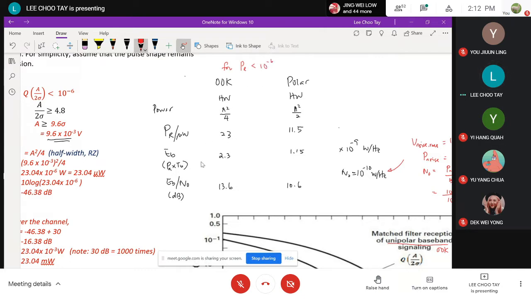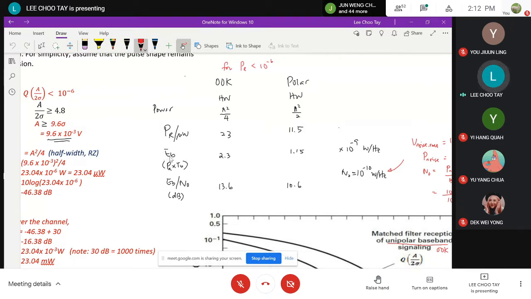Okay, so the next thing I want to do today is to relate the power to energy per bit, which is Eb, right? Because in your practical later on, you're going to see Eb over N0. So what does Eb over N0 mean?